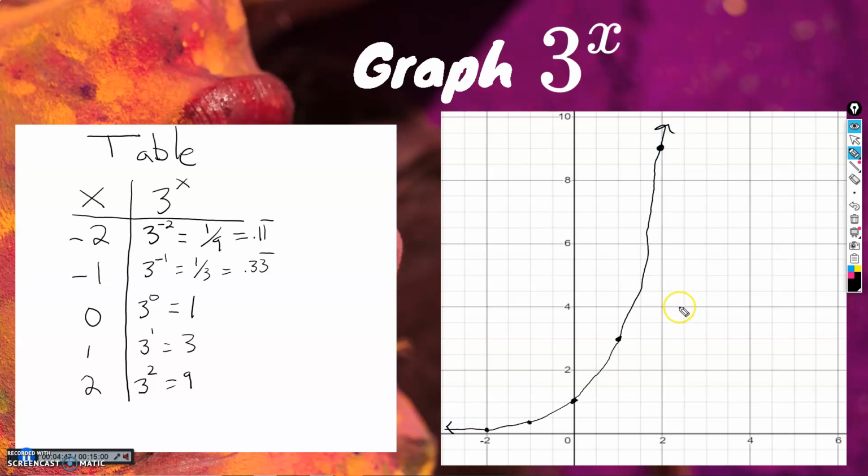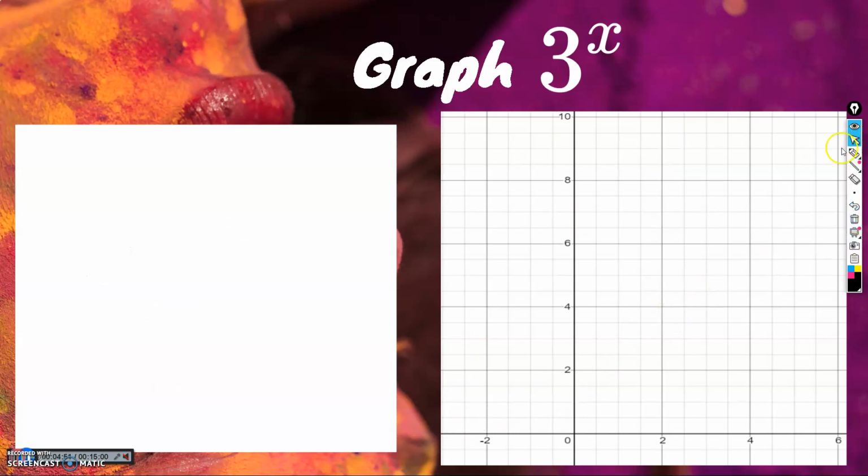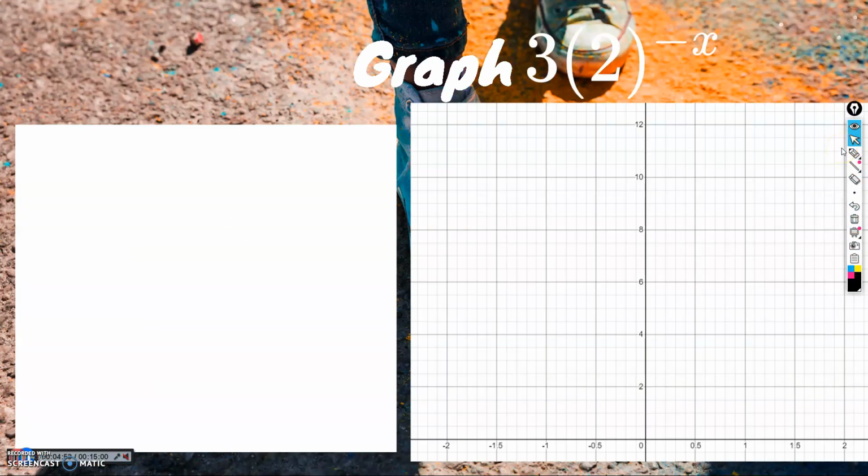Alright, there's your sketch of the graph of 3 to the x. Let's see something else. Okay, let's see something a little more complicated. What if we have 3 times 2 to the -x? Same thing, make the table. My strategy for graphing anything, anytime, anywhere is always make a table.